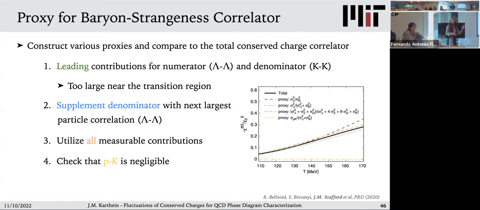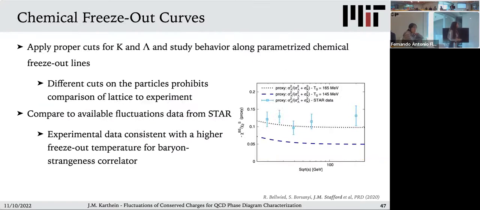So maybe we should add something to the denominator to kind of bring that down. And so if we add the kaon variance in the denominator as well, the lambda variance in the denominator as well, then we get this blue curve, which agrees pretty well with the black curve. And then if we add, for example, all possible strange states that are measured, again, this one kind of overshoots. So the best choice is going to be this sum of the lambda and kaons in the denominator. And just as a consistency check, we see that a correlator between protons and kaons essentially, that's not going to be a robust proxy.